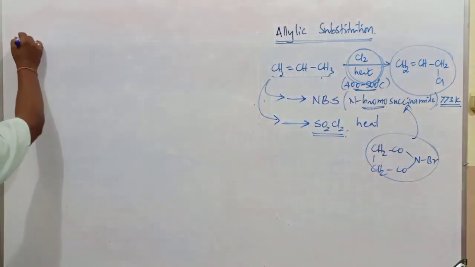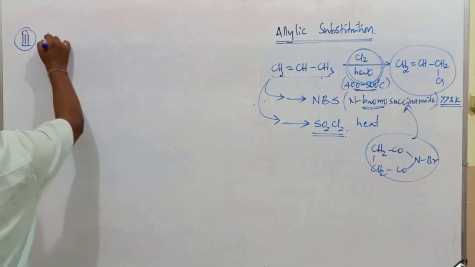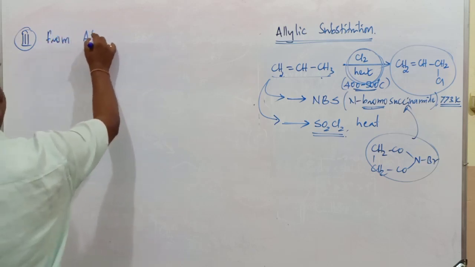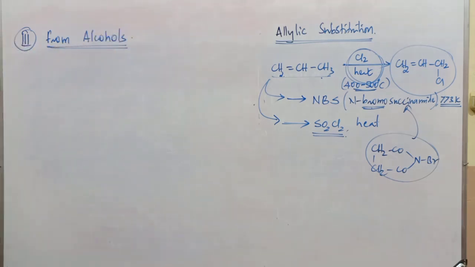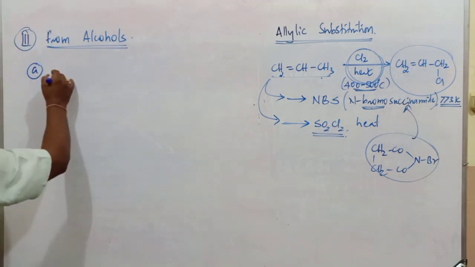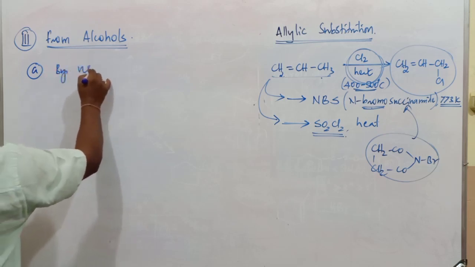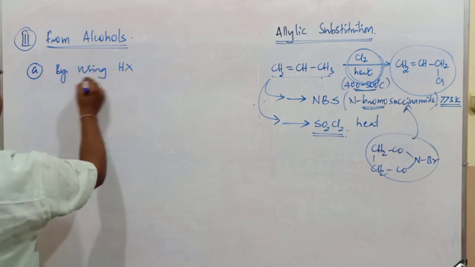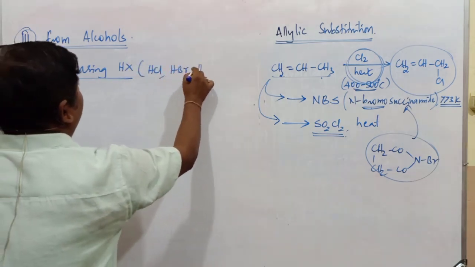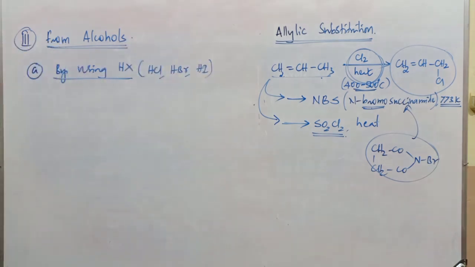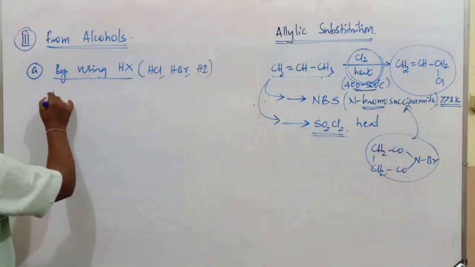And the third, a very important method of preparation, is from alcohols. It is a very common and important method of preparing haloalkane compounds. Alcohols are converted into the corresponding haloalkanes by using different types of reagents. The first method is by using HX. HX refers to HCl or HBr or HI. When those reagents are used, the reaction takes place.